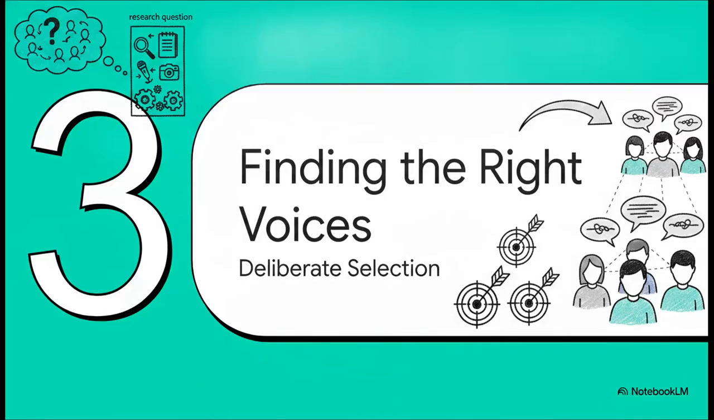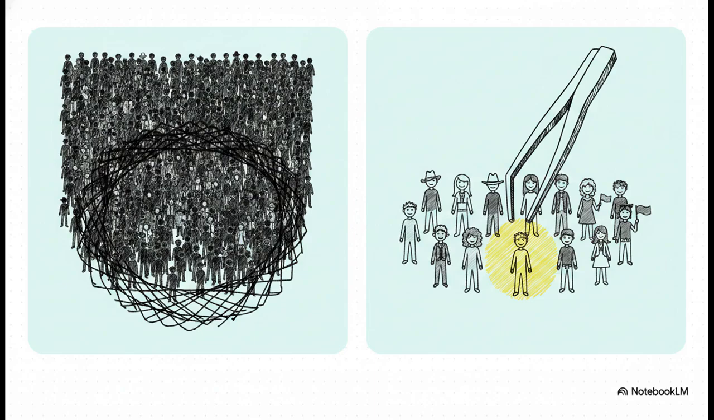Okay, part three, finding the right voices, moving from random sampling to deliberate selection. So, we've got our research question, we've got our toolkit. The next major step is figuring out exactly who we are going to study. If you're doing quantitative research, you want random, statistically representative samples. Basically, you want a huge, random crowd so you can generalize to a whole population. But in qualitative research, we want deliberate, information-rich selection. We actually want to handpick the most insightful experts or the most relevant individuals who can give us deep, highly contextualized understanding about our specific puzzle.